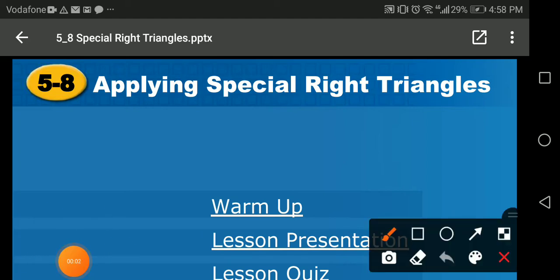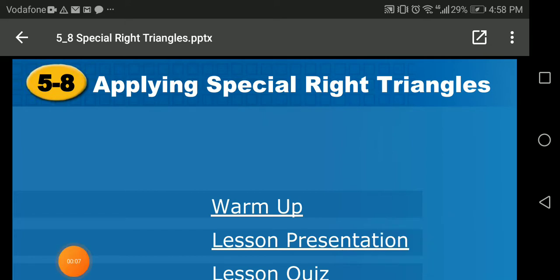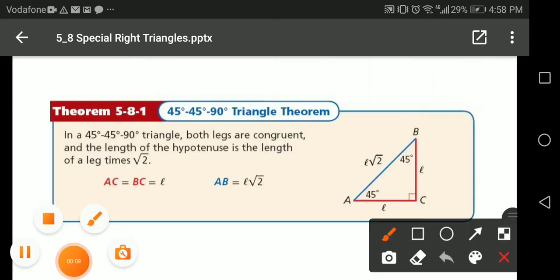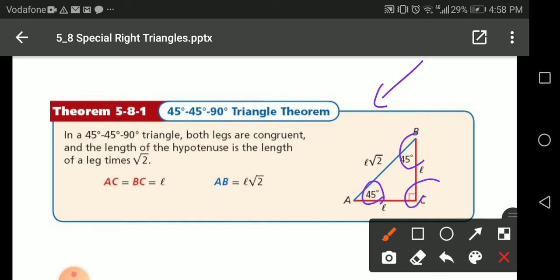Today we're going to talk about applying special right triangles. So let's start. We have here this theorem. It's called the 45-45-90 triangle theorem.